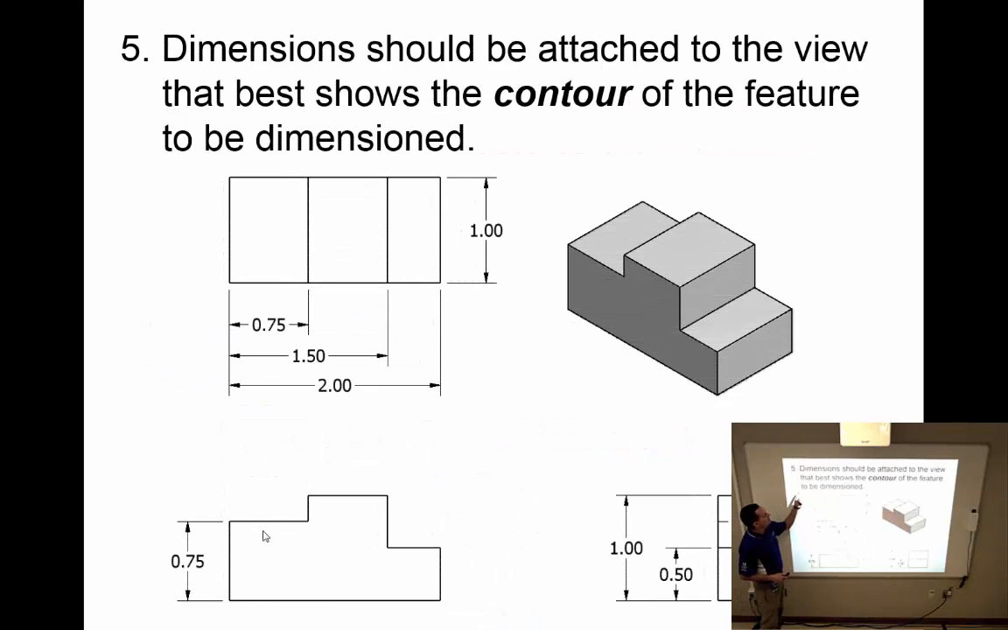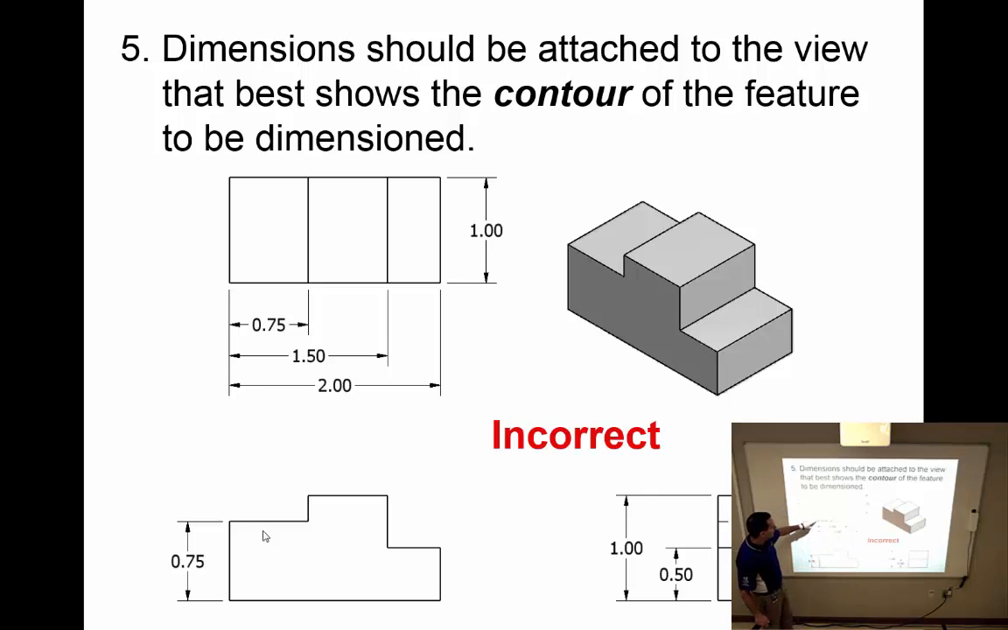Dimensions should be attached to the view that best shows the contour of the feature to be dimensioned. We did talk about, when we were doing the puzzle cube project, that the placement of the front view is important. The front view is going to have the best contour and shape of the object, which means that most of the dimensions will also go in the front view. These are not incorrect. These sizes are correct, but it would show more if they were on the view that showed that contour.